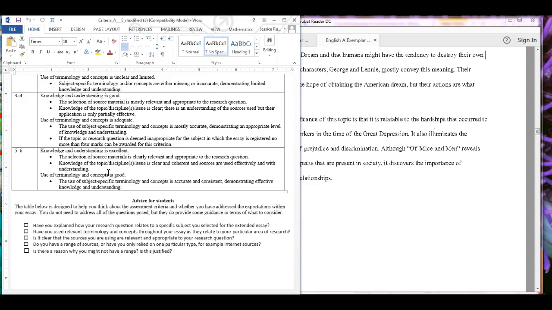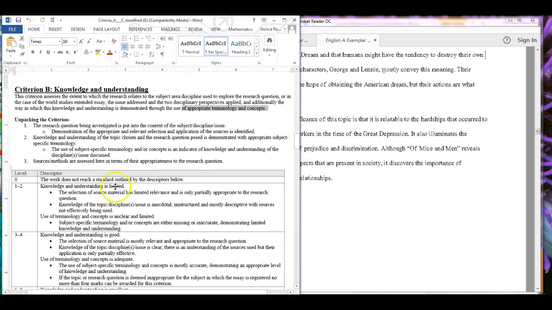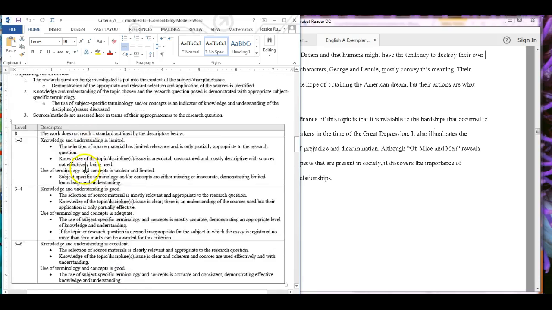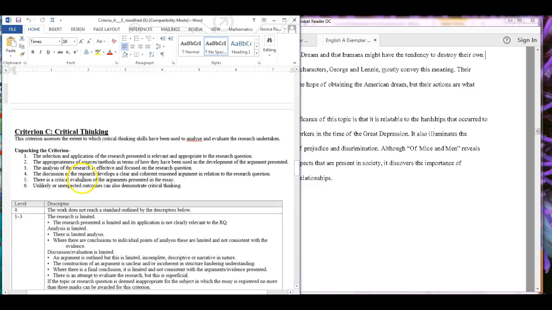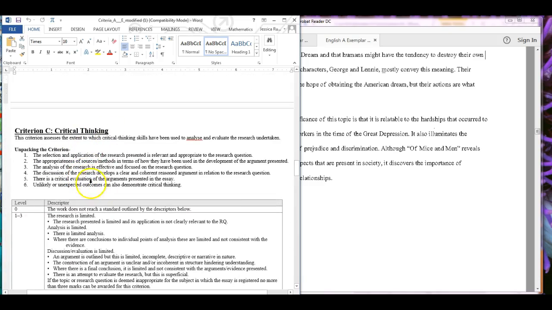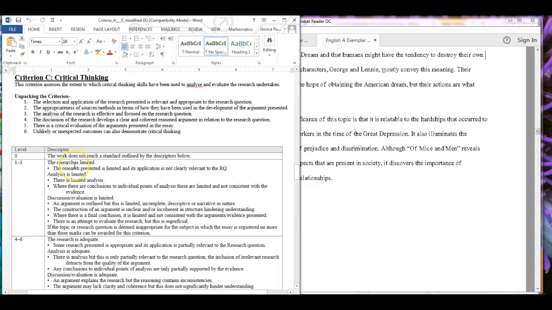Use of terminology and concepts is good. The use of subject-specific terminology and concepts is accurate and consistent, demonstrating effective knowledge and understanding. So you need to use the language of your subject, which is very, very important. And this criterion is going to be all throughout your paper, as well as your critical thinking criterion. This is the criterion that packs the most bang for the buck.